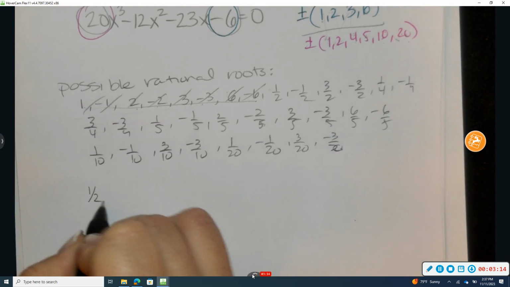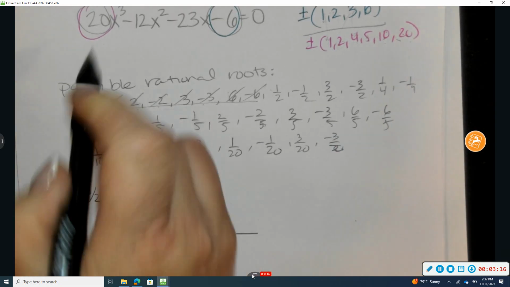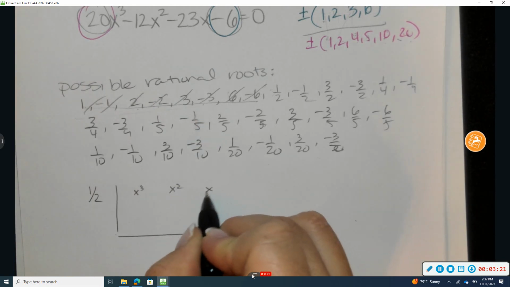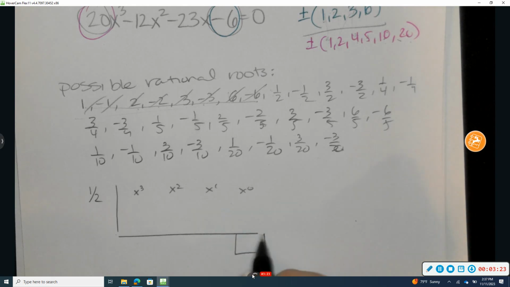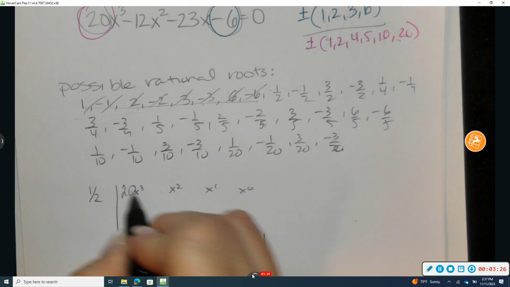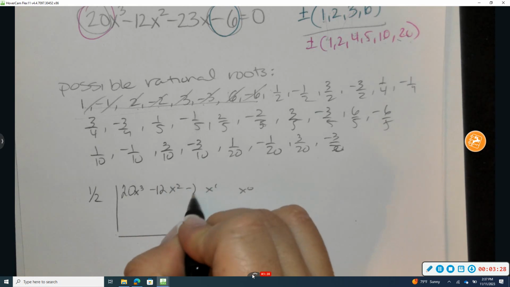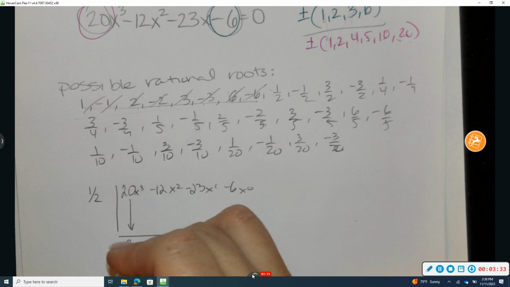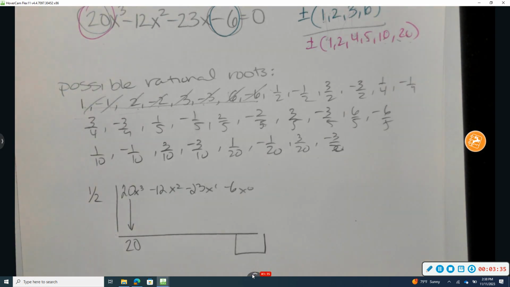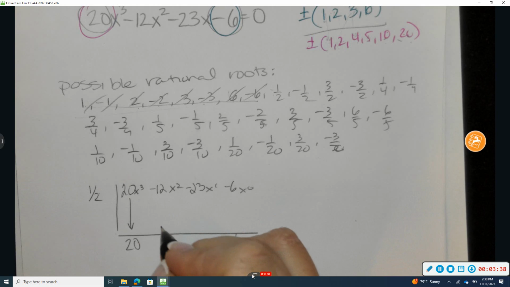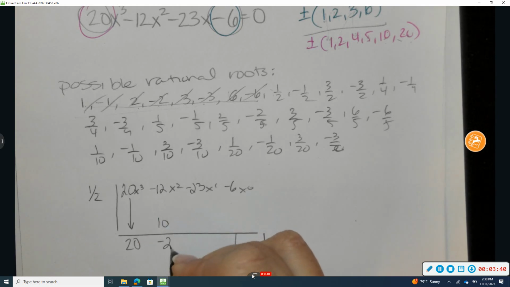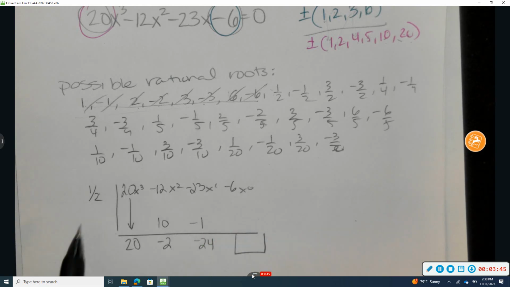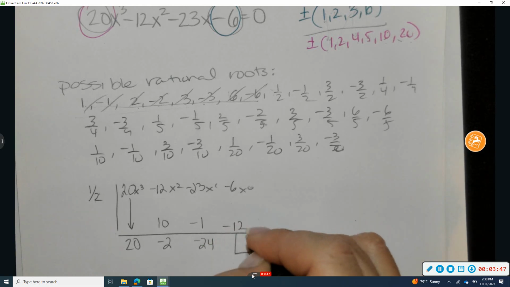Let's start with +1/2. So I look up above, and again, I find the degree or highest exponent on a variable is 3. And so I have all my different places here. And now I'm going to put in the coefficients for each one. I'm worried this is going to get pretty ugly. Okay, so I'm dropping down. Drop down the first number, and now we're going to multiply. Half of 20 is 10. I combine to get -2. Half of -2 is -1. Combine to get -24. Half of -24 is -12.